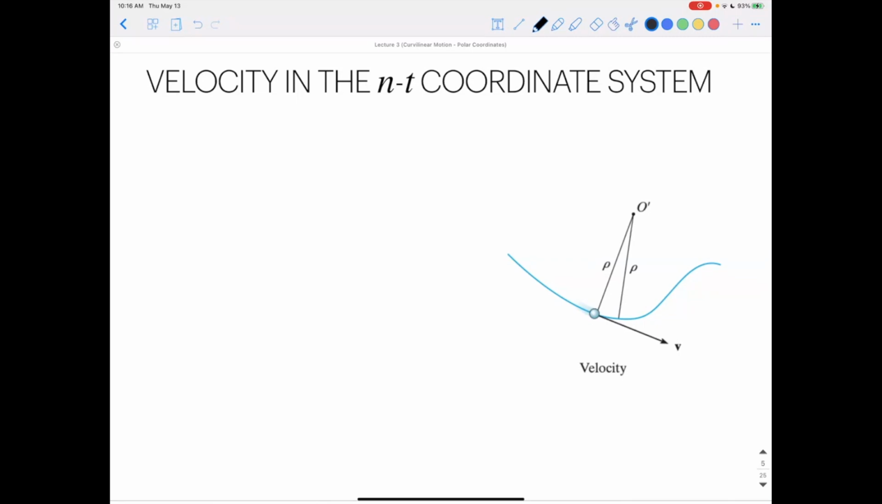So when we talk about velocity, our velocity vector, same thing with any coordinate system we have, the velocity vector is always tangent to the path. So the properties of velocity haven't changed. Velocity is still always tangent to the path.